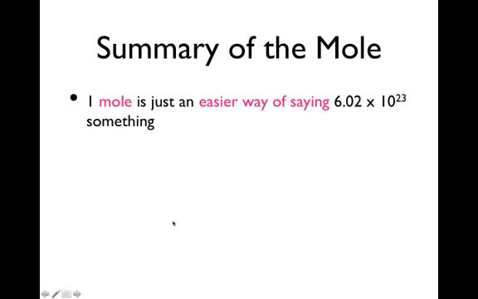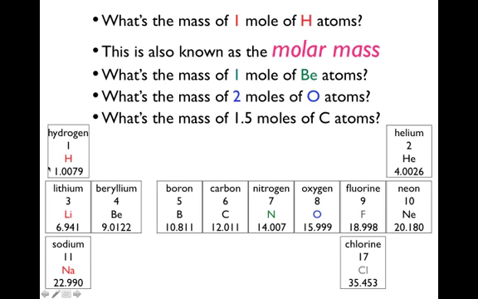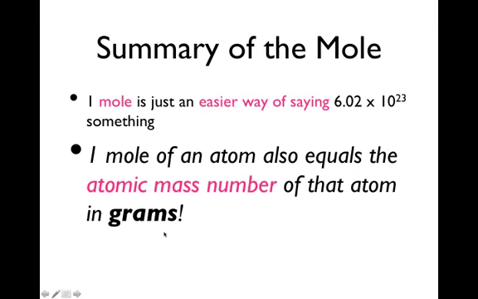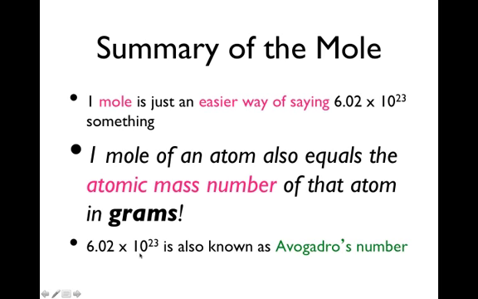This is just me rephrasing what I showed you back here. 1 mole of hydrogen weighs about 1 gram. 1 mole of boron weighs about 10.8 grams. So this is relatively important, and it's going to come up in the course over and over again. And then another thing to know is that this number, 6.02 times 10 to the 23, is sometimes called Avogadro's number, so if you hear me say that, that's what I mean. Sometimes it's called Avogadro's constant as well, same thing.